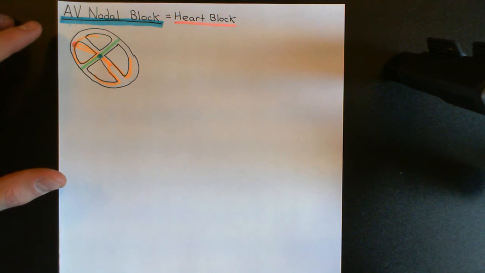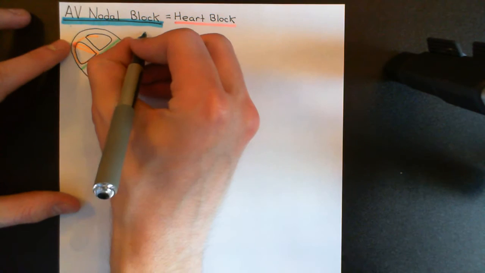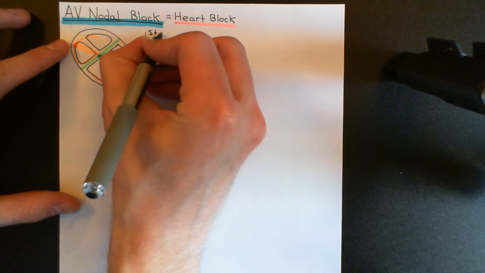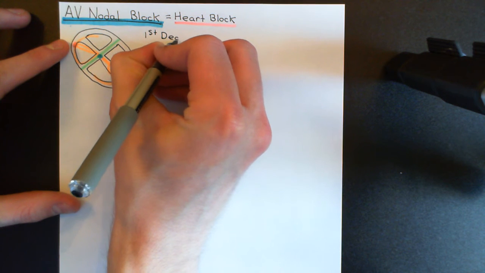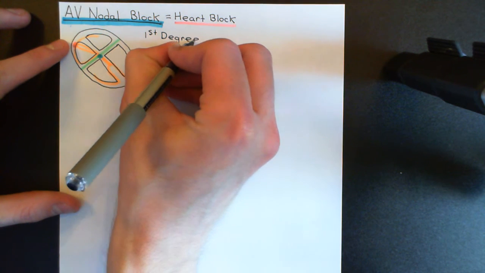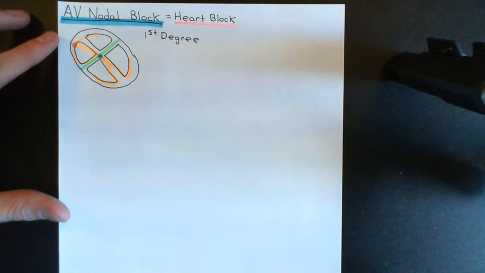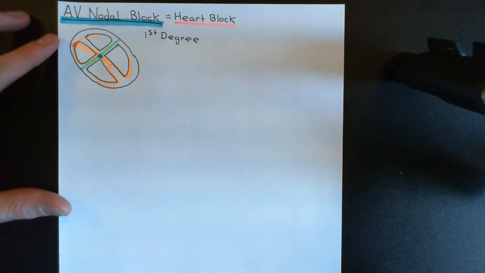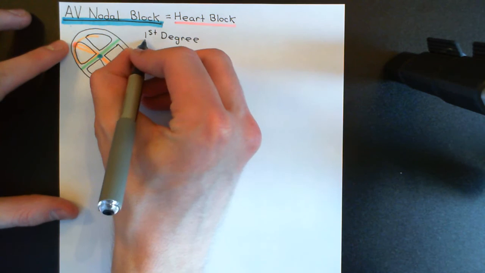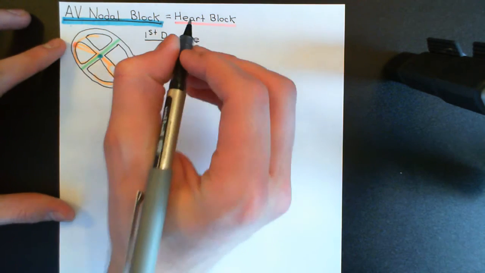Also, you can call them primary, secondary, and tertiary AV nodal block. Okay, so we're going to go through each of these, and by the way, the severity gets greater as you go down. So first degree heart block is the least severe, going down to third degree AV node block being the most severe. So let's start off by discussing first degree AV nodal block.